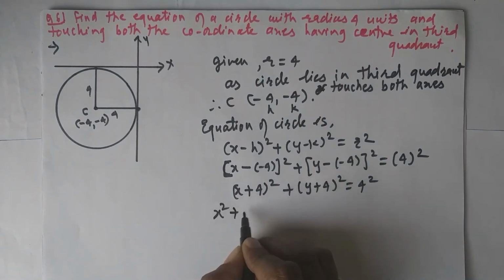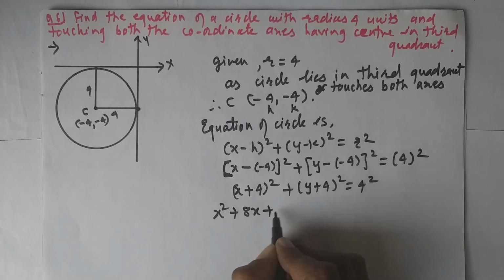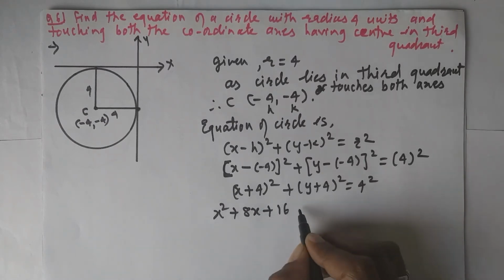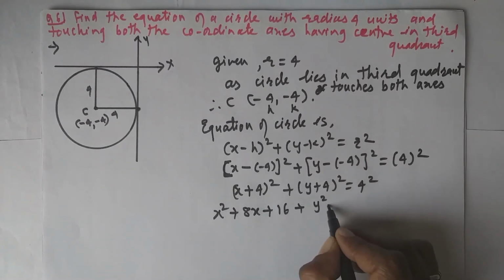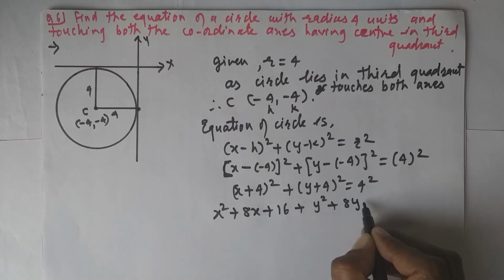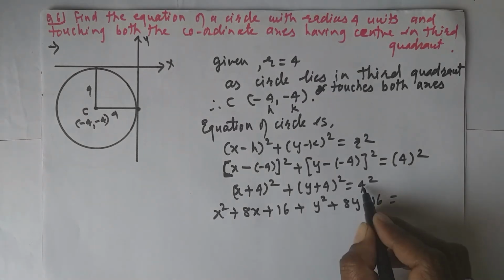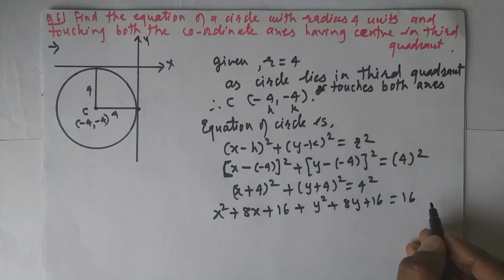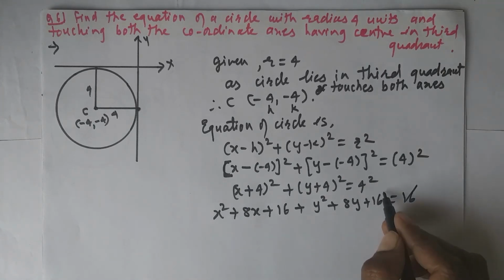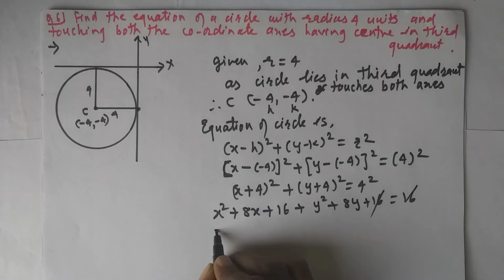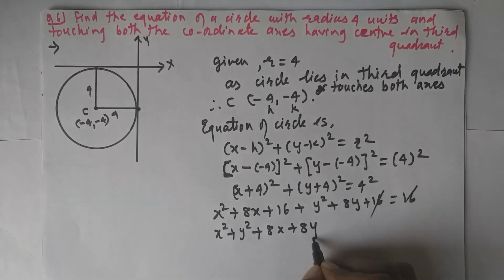This is nothing but x square plus 8x plus 16, the expansion of the first bracket. Then the expansion of the second bracket, y square plus 8y plus 16. And here the square of 4, again 16. Now in the next step, this 16 and this 16 will get cancelled. And what remains? X square plus y square plus 8x plus 8y plus this 16.